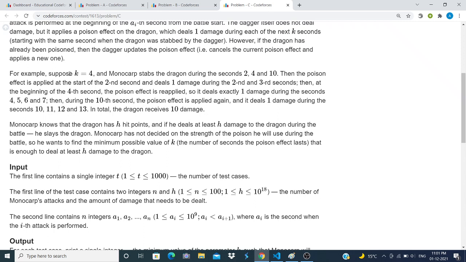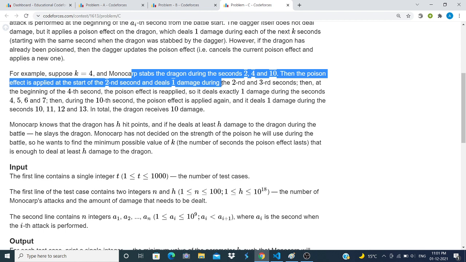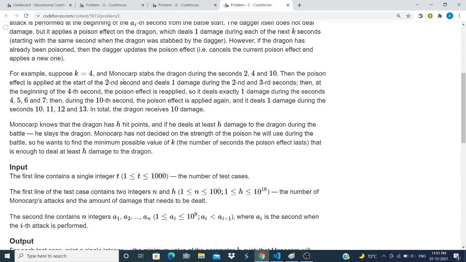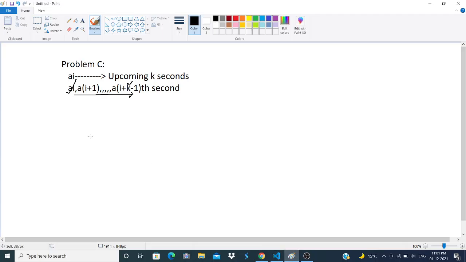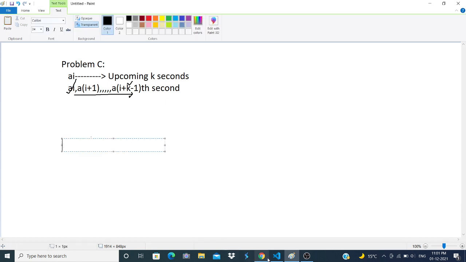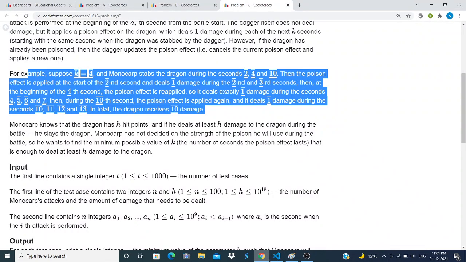So we are also given an example: if k is equal to 4 and Monocarp stabs the dragon during seconds 2, 4, and 10, then the poison effect is applied at the start of the second second and deals 1 damage during the second and third seconds. Then at the beginning of the fourth second, the poison effect is reapplied. So it is basically just a demonstration of how it will actually happen, right? For example, let us see the given example, how it will actually work. For example, if k is equal to 4, let's say.